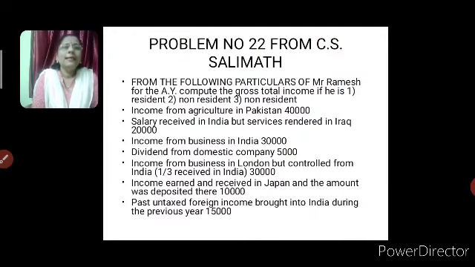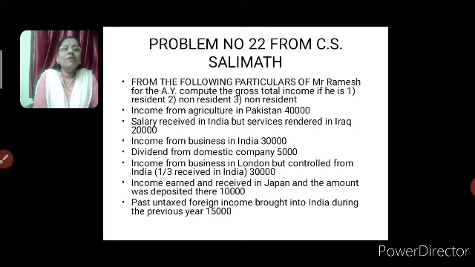Another problem, this is a problem from CS exercise number 22. A small and very interesting problem. Now let us see. From the following particulars of Mr. Ramesh for the assessment year 2019-20, compute the gross total income if he is a resident, not ordinarily resident and a non-resident.